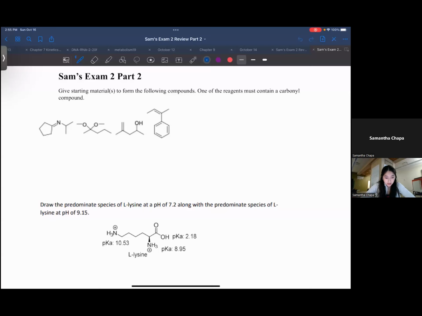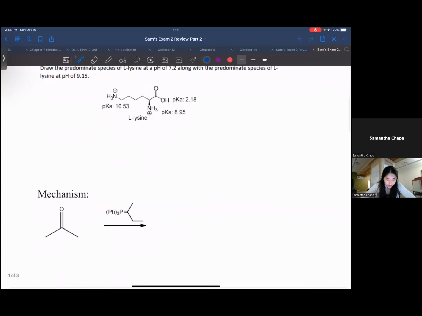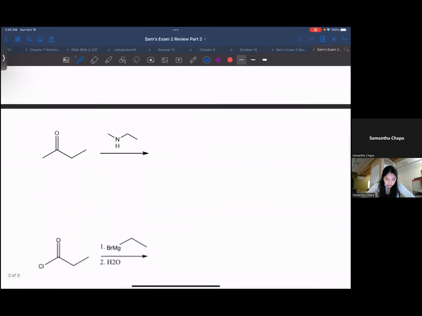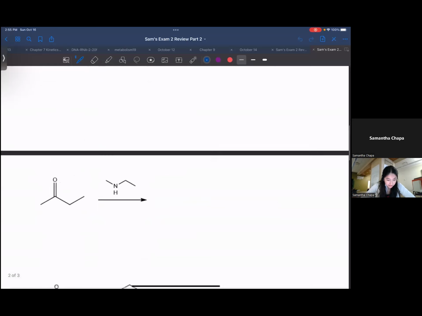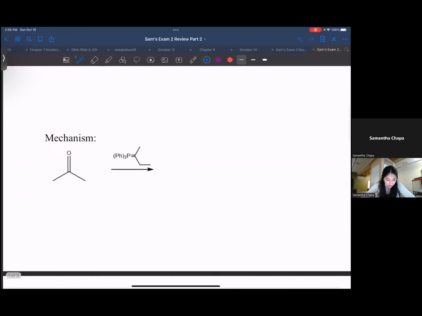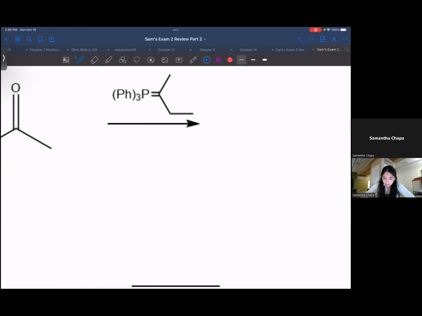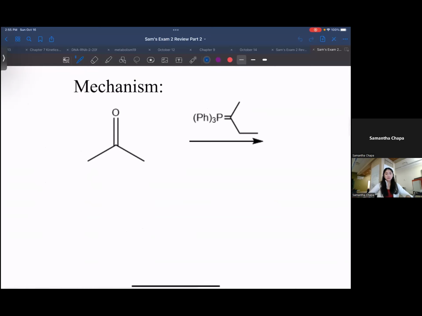Okay, so today, or right now, we're going to be doing part 2 of the exam 2 review. I think I'm going to start with the mechanisms first. These are the mechanisms that I got on my test. I just changed the reagents and the reactants up a little bit. So let's start with the ylide reaction, the Wittig reaction.